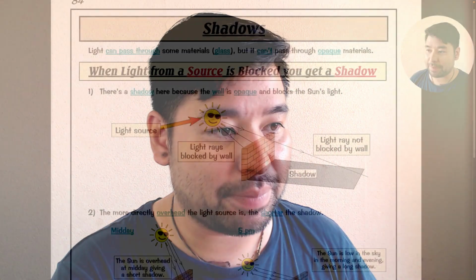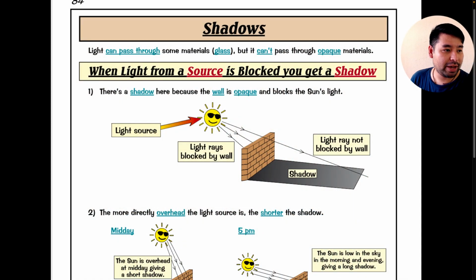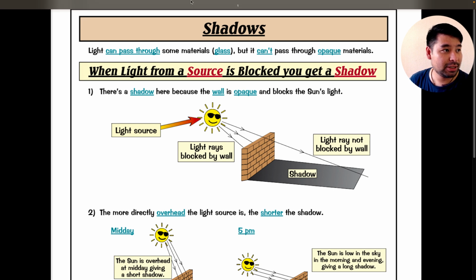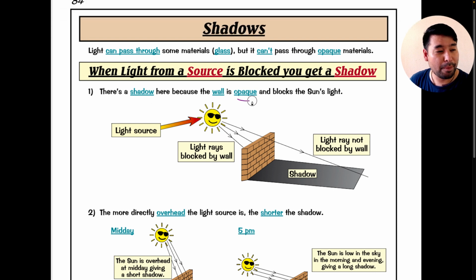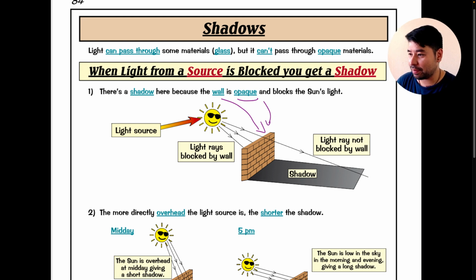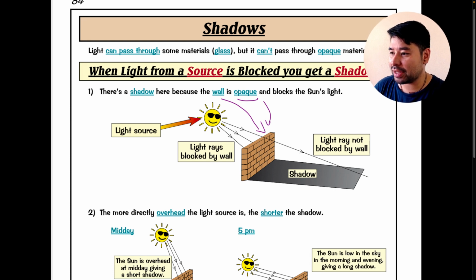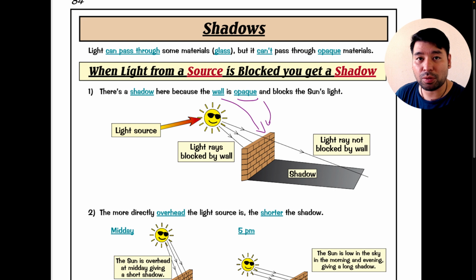Getting back to the study, we have number one. There is a shadow here because the wall is opaque and blocks the sun's light. We have some words and some good descriptions here. We have this word opaque, and there is a wall, this thing here, and they say that it is opaque. Even if you don't know the meaning of the word opaque, it's possible to have an idea. Maybe it means that I cannot see through that. So that is the meaning of the word opaque.